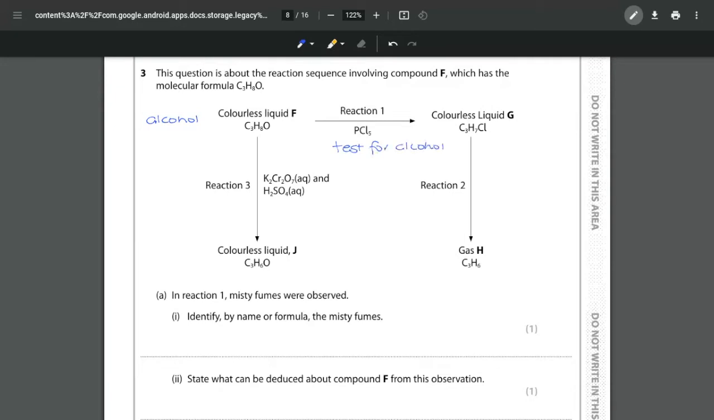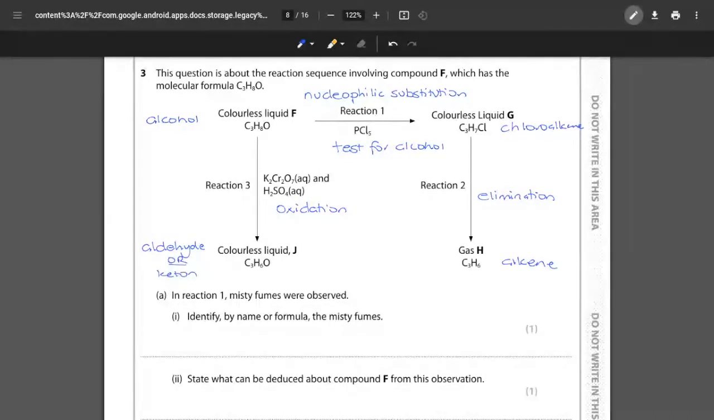But when it reacts with PCl5, this is your nucleophilic substitution in order to make a chloroalkane. That chloroalkane can then undergo an elimination reaction, and we make an alkene. And in reaction 3, these are oxidizing agents, so this is going to be an oxidation, and we will make either an aldehyde or a ketone.